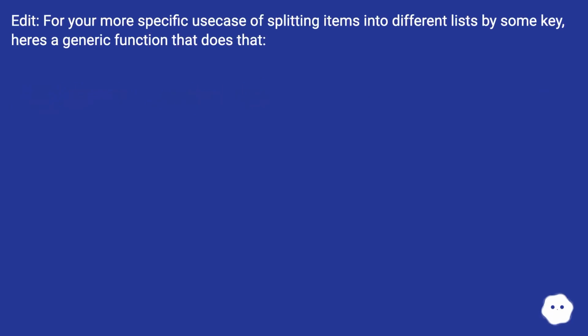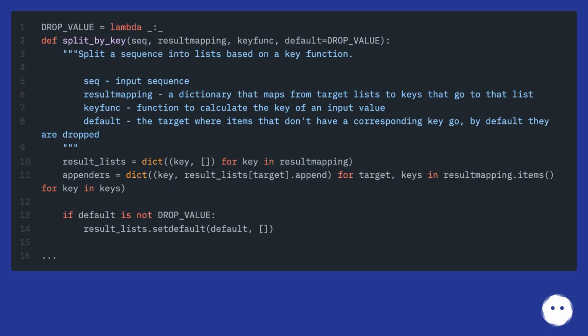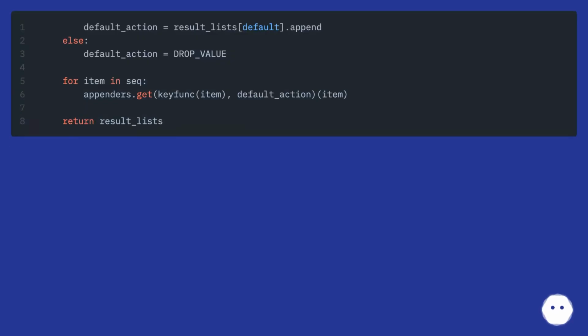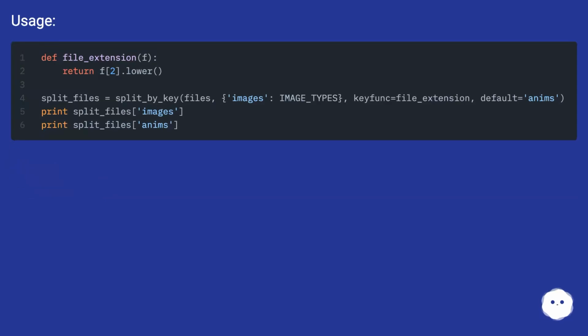Edit. For your more specific use case of splitting items into different lists by some key, here's a generic function that does that. Usage.